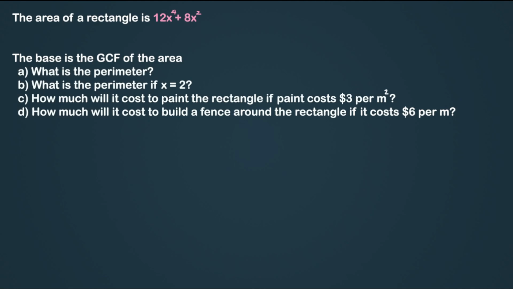Okay, so let's draw a diagram so we can see this represented visually. It doesn't have to be a perfect rectangle here. All right. Okay, so we've got the area is 12x to the 4 plus 8x squared. And we also know that the base is the GCF of the area.